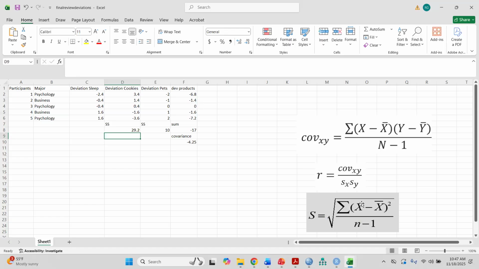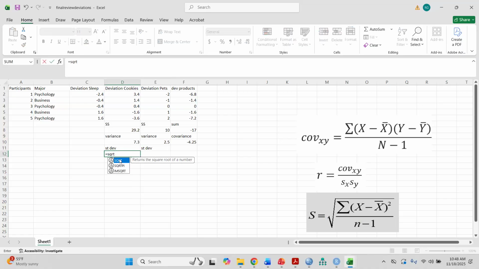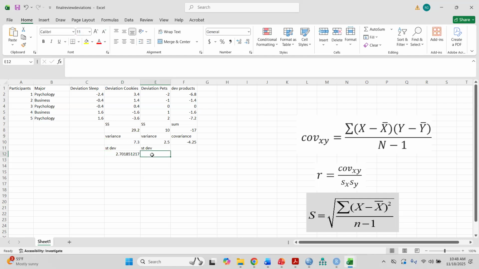If you divide the sums of squares by n minus 1, you get the variance. Okay, so we're going to get the variance for both of these. So that's going to be equal to the sums of squares divided by n minus 1. Again, there's 5 people, minus 1 is 4. We got the variance. Okay, but that's not the standard deviation just yet. Standard deviation is the square root of that, SQRT of the variance. Boom.